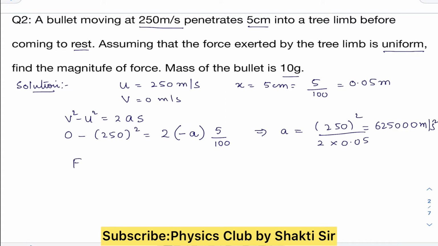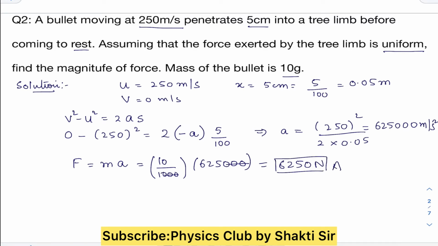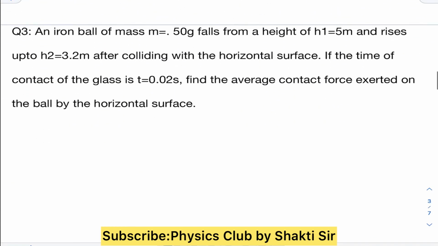So the average force is nothing but mass into acceleration, and we know the mass is this much kg, and the acceleration is 625000. These three digits cancel each other, it comes out to be 6250 newton, and this is the answer of the numerical. Okay, let's move toward the third example.